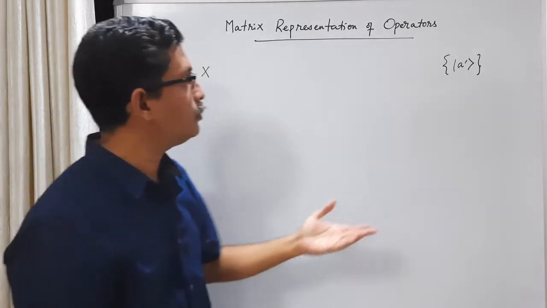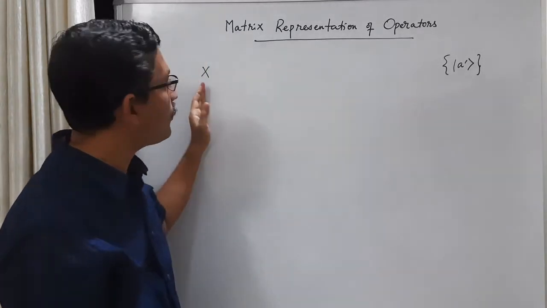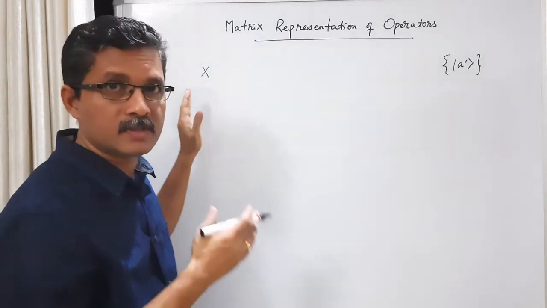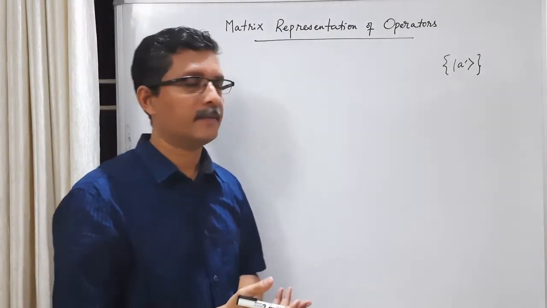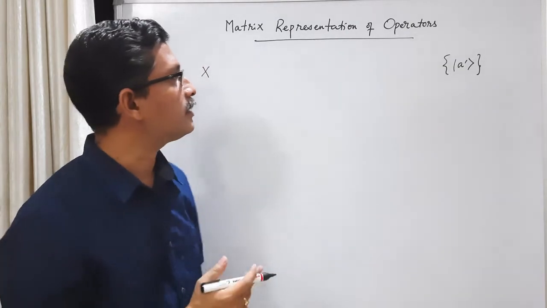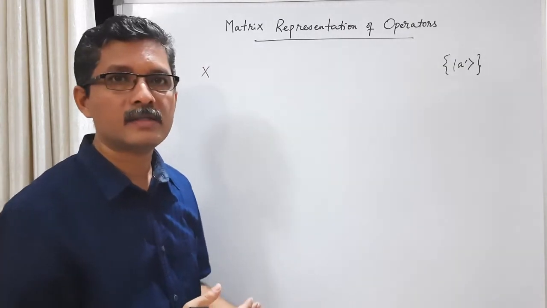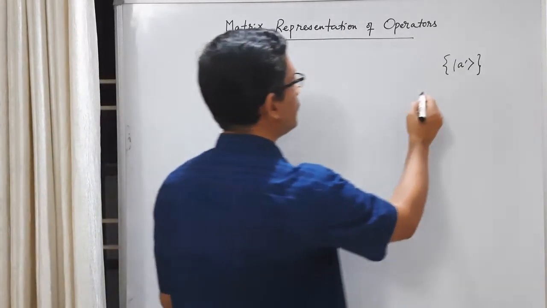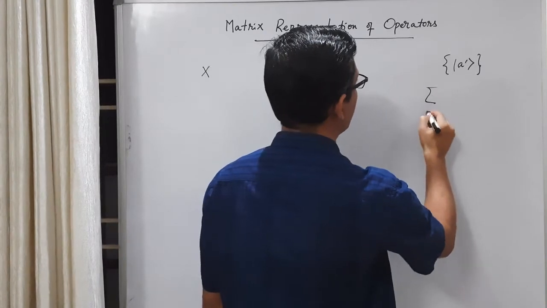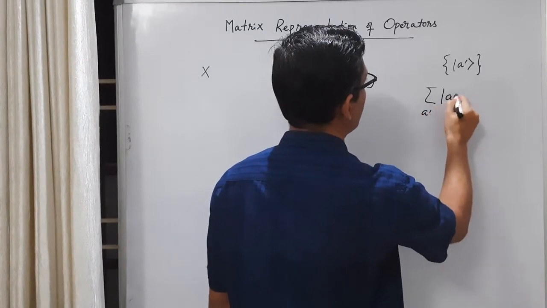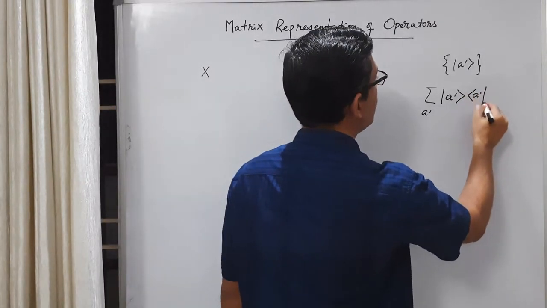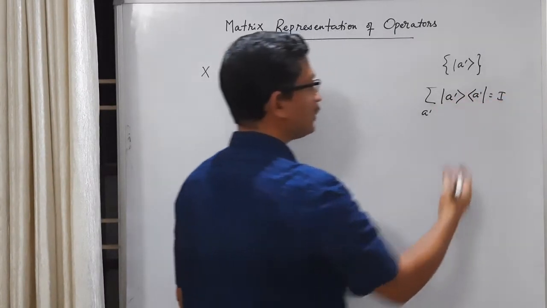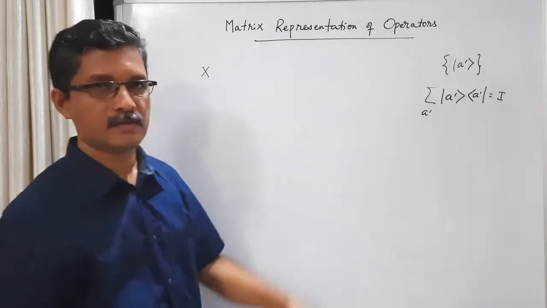So what we want to do is this: how do we represent this operator in this given basis? That is the idea. So this is a complete set. How do we write the completeness condition of the basis? Summation over A prime, ket A prime, bra vector A prime, equal to the identity operator. This is the completeness condition of this basis.